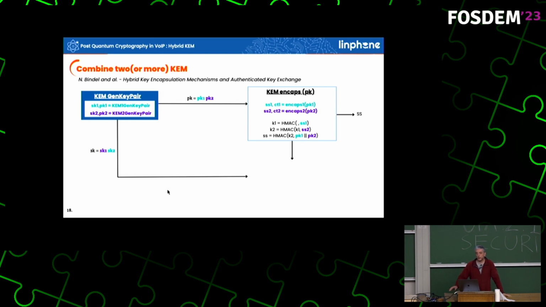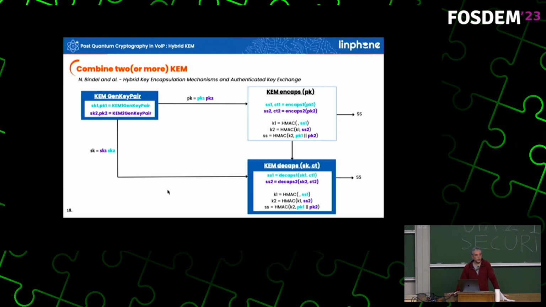Then you use HMAC to combine your results, chaining it. So first you combine key 1 and then key 2, and you can add several layers there. And the final step is to use the transcript, all the public keys you received. And the decapsulation is obviously completely symmetric. The paper from Nina Bindel is quite clear on why these steps are needed. I have no time to explain it here.